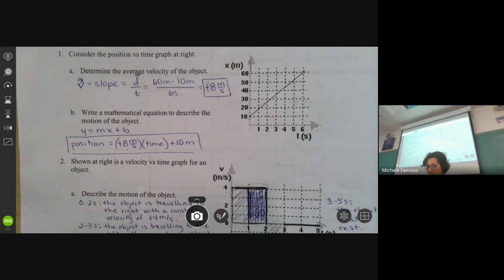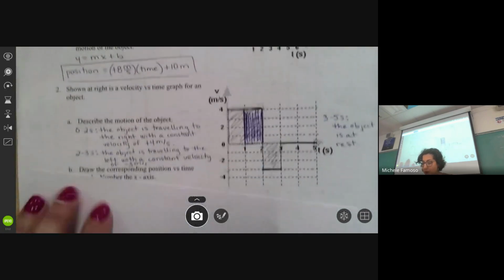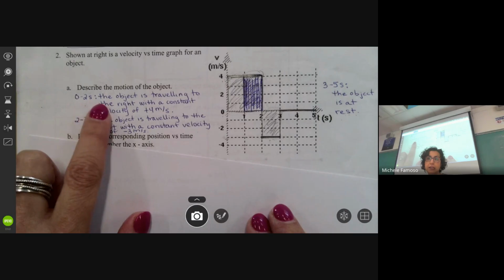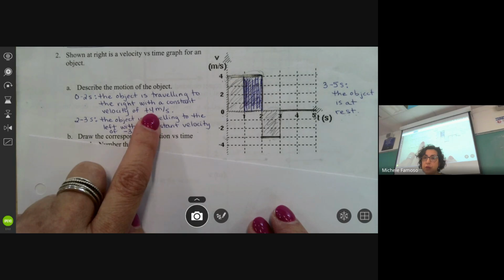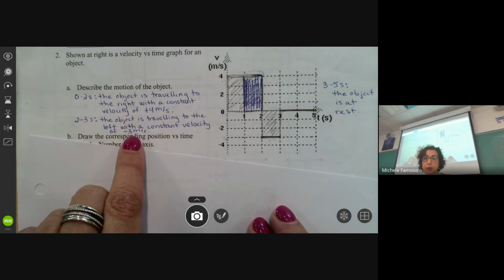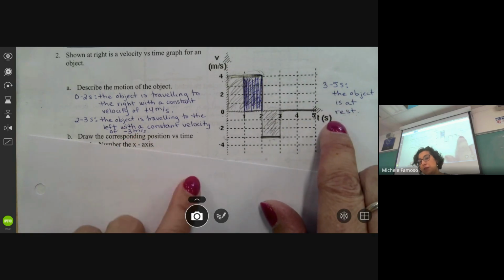All right, let's look at this velocity graph in 2A, the descriptions. From 0 to 2 seconds, the object is traveling to the right with a constant velocity of positive 4 meters per second. From 2 to 3 seconds, it's traveling to the left with a constant velocity of negative 3 meters per second. And from 3 to 5 seconds, it's not moving. It's at rest.